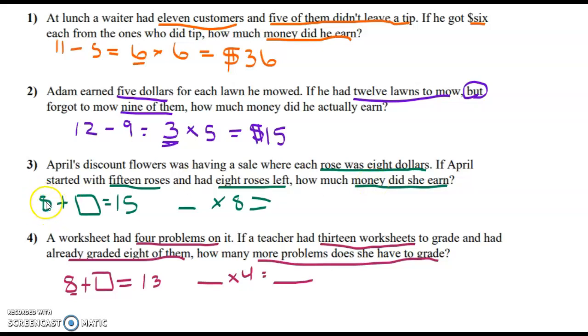She sold 8. She started with 15, so this would be 7. So I know that she has sold 7 roses. Or you could have done 15 minus 8 equals 7. So now to find my money, I'm going to do multiplication because it says each rose was $8. 7 times 8.